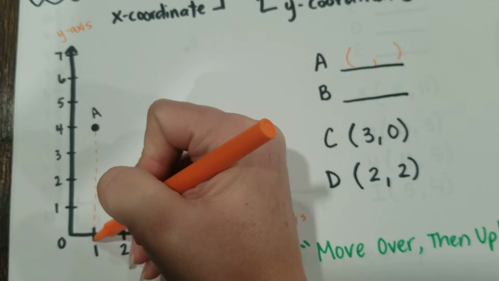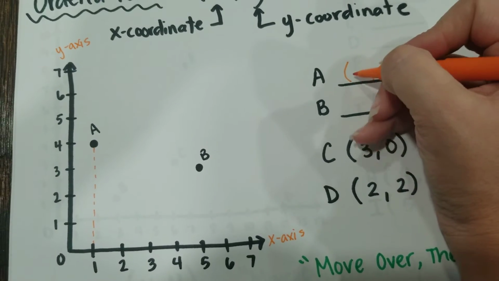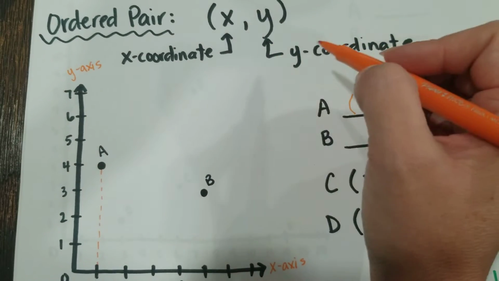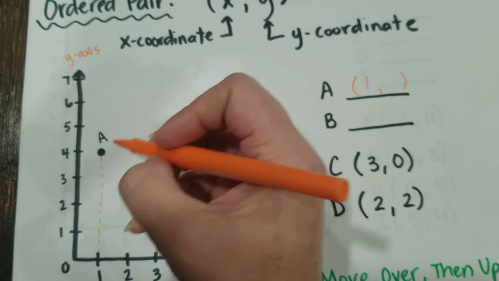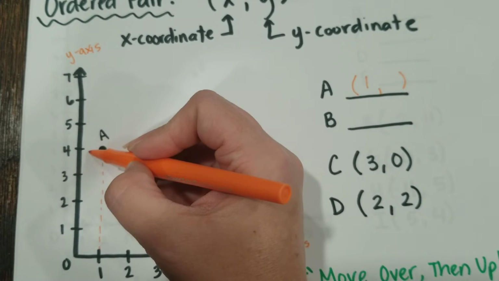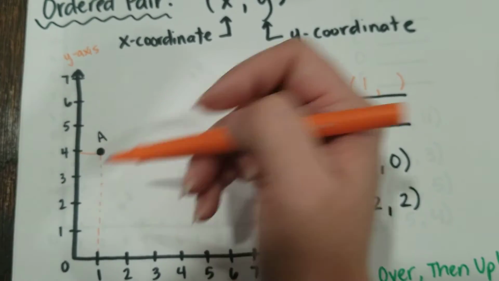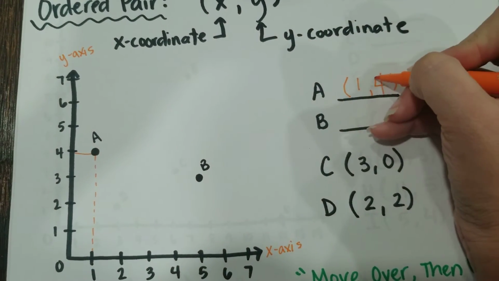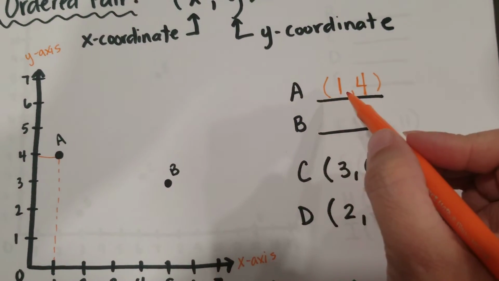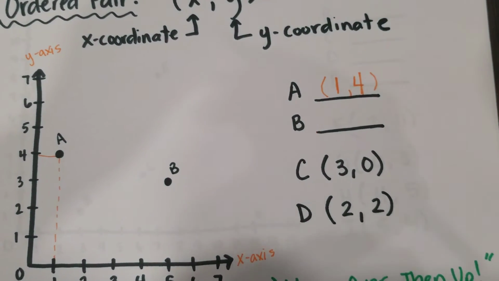If I look straight down, I'm above the number 1 on the x-axis. So my x-coordinate is going to be 1, okay? My y-coordinate is going to be where it is compared to the y-axis. So I'm going to look over to the left and see where this is, and it looks like it's at about number 4. So on the y-axis, our number is 4. So my answer, or my ordered pair for point A, is parenthesis 1 comma 4 parenthesis, or we just say 1 comma 4, or 1 4.